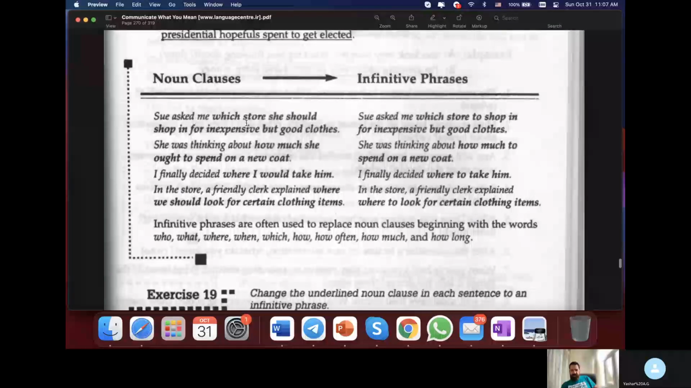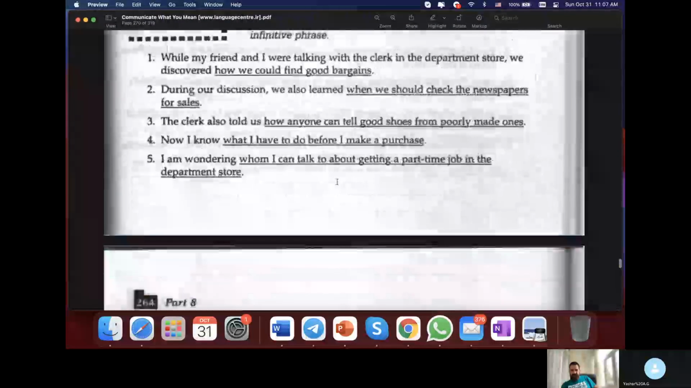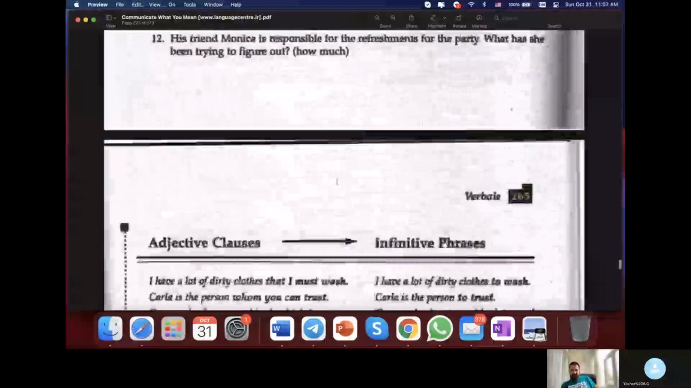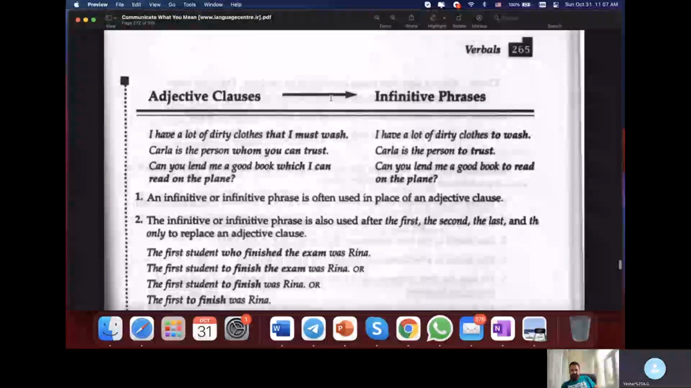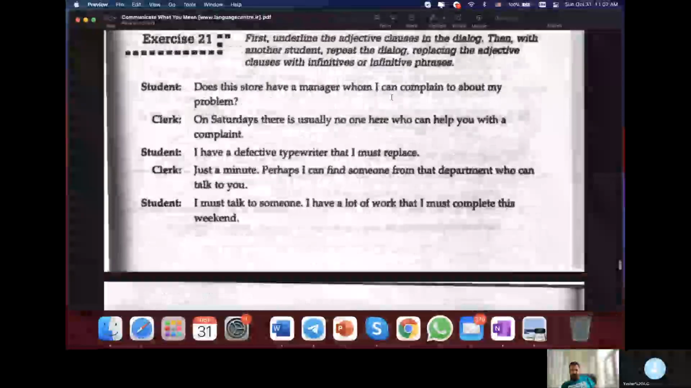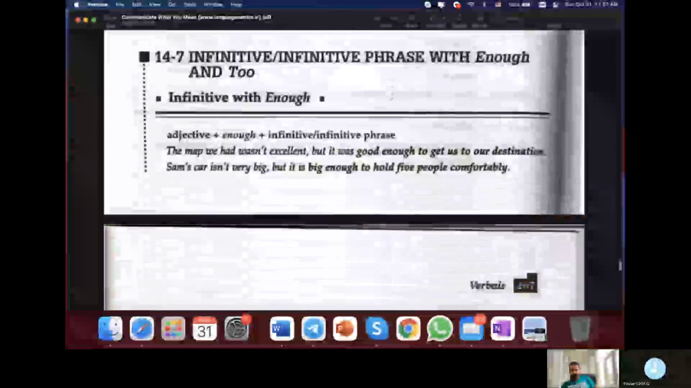Misal, Sue asked me which store she should shop in for inexpensive but good clothes. She should shop yazacaq, to shop, quturda. Və adjective that infinitive phrase-ə təbdil ola bilər.